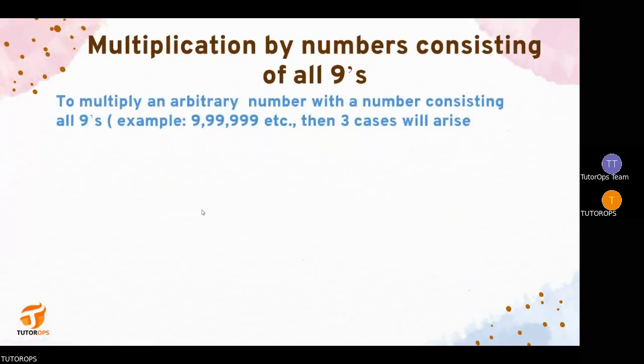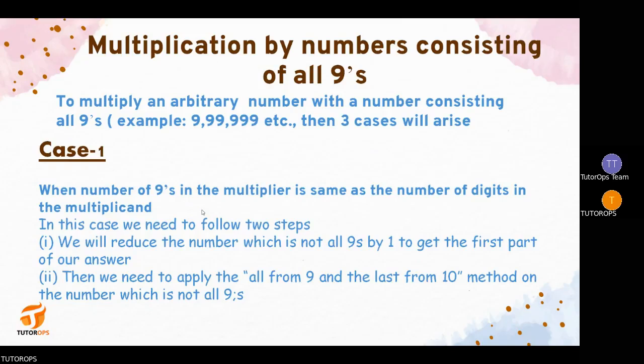Multiplication by numbers consisting of all nines. To multiply an arbitrary number with a number consisting all nines, then three cases will arise. For case 1, when number of nines in the multiplier is same as the number of digits in the multiplicand. What is multiplicand? The multiplicand here is the non-9 number, that is the arbitrary number what I have taken, and multiplier is the number containing all nines. Maybe it may be 9 or 99 or 999, whatever.